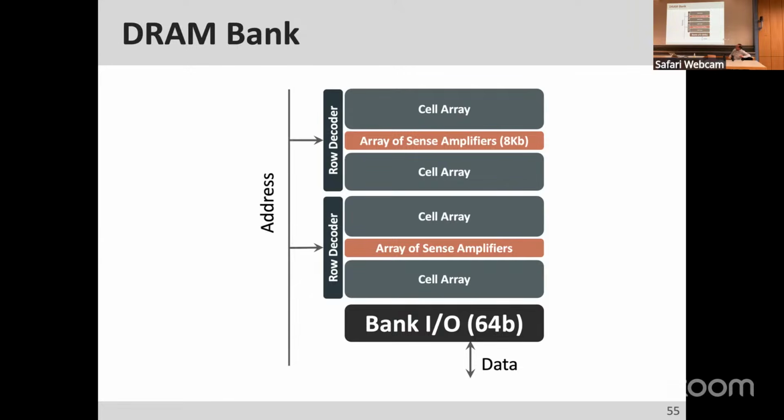Okay, and then the address comes from somewhere. So both of these involve addresses. One of them involves the address of the subarray plus the address of the row to activate the row. And at the bottom over here, you need an address also to decide which part of the row buffer you're going to read. That's called a column in DRAM.